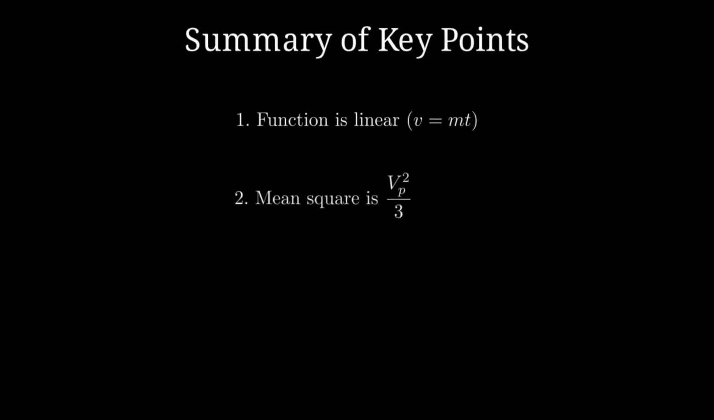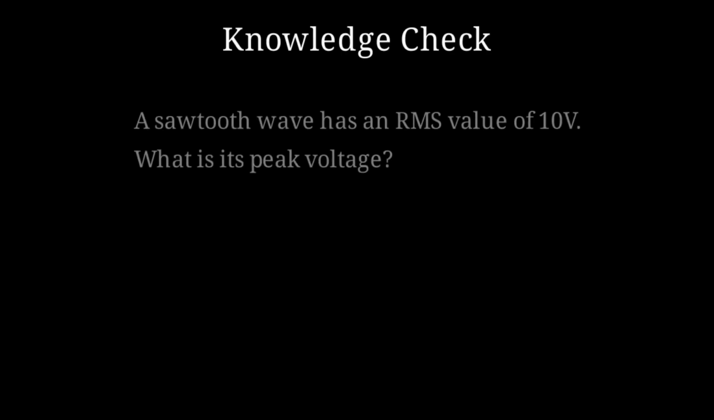To summarize, start with the linear equation, square it, integrate over the period to find the mean, and take the square root. The result is always the peak voltage divided by the square root of 3, providing the effective DC equivalent. Let's test your understanding.